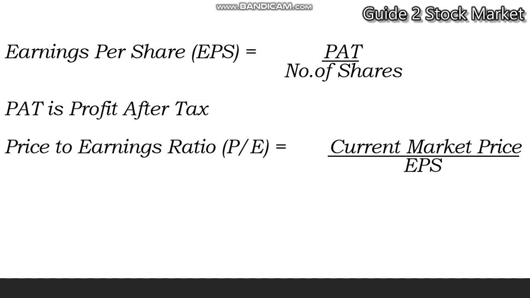Earnings per share is basically PAT by number of shares, that is, profit after tax by number of shares. Then the price to earnings ratio: the PE ratio is equal to current market price by EPS. EPS is what we have said earlier, that is, earnings per share.